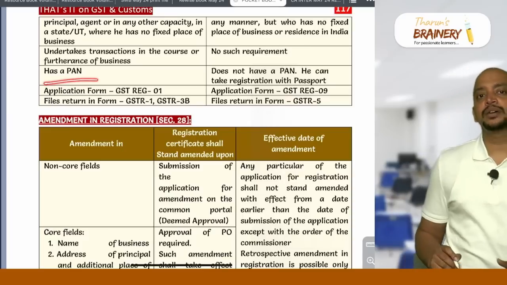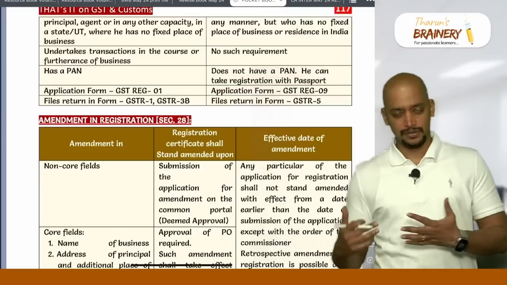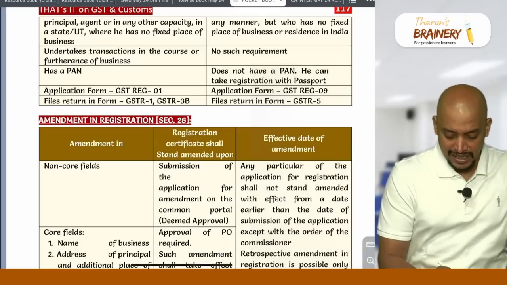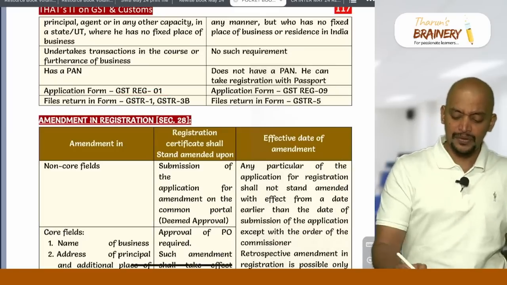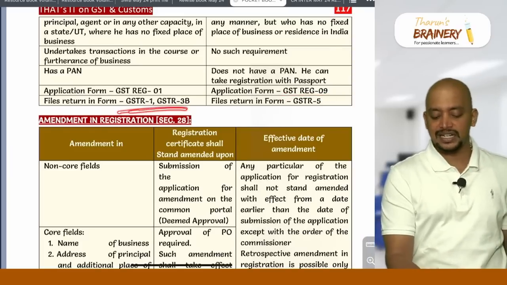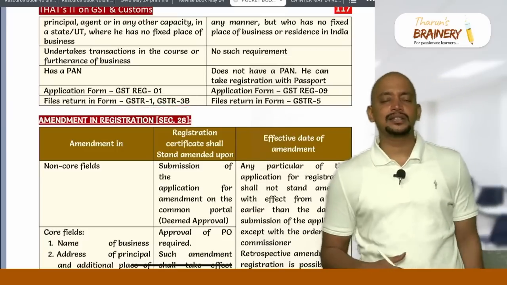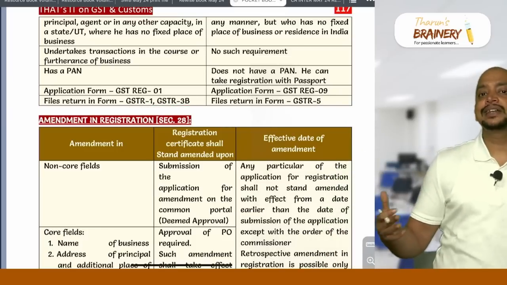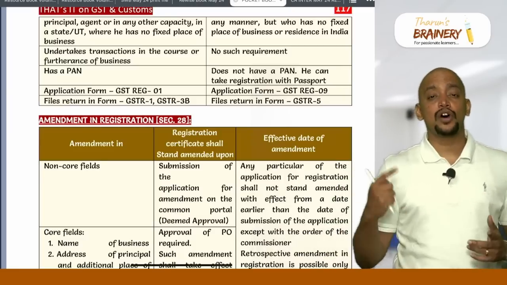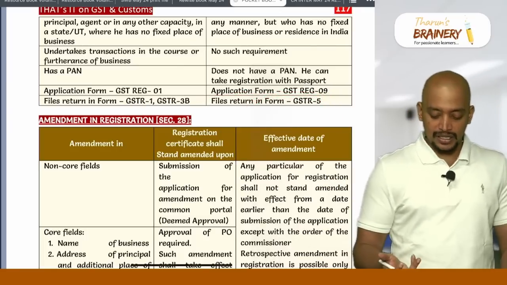CTP will have a permanent account number, using that they will get the registration, whereas NRTP will not have a permanent account number. So based on the passport, the registration will be obtained. The application for registration for CTP is GST REG1, whereas for NRTP it is REG5. CTP will file the regular returns GSTR1 and GSTR3B, whereas NRTP will file GSTR5. So GSTR1 and 3B have the regular time limit, whereas GSTR5 is 13th of the month following every month, or 7 days from expiry of registration, whichever is earlier. So that is the time limit for this GSTR5.